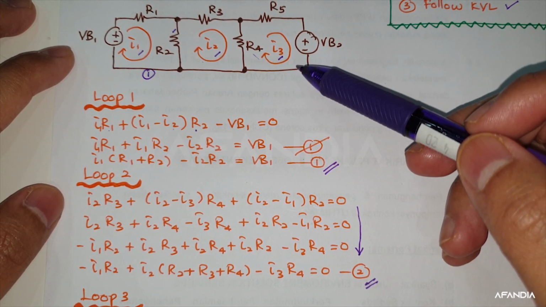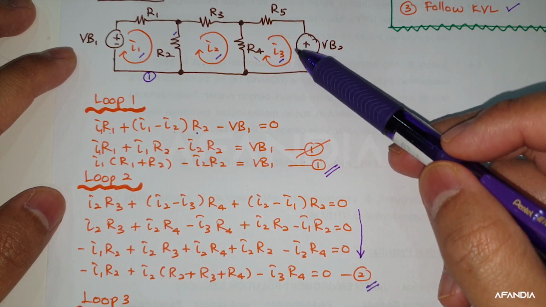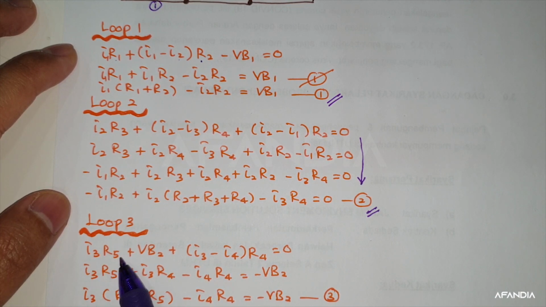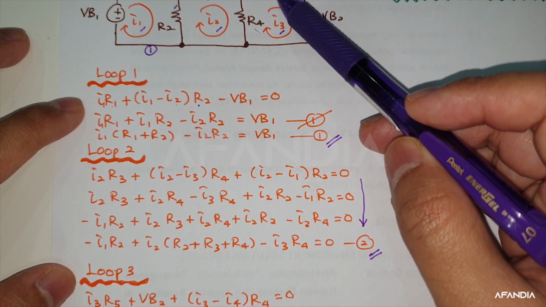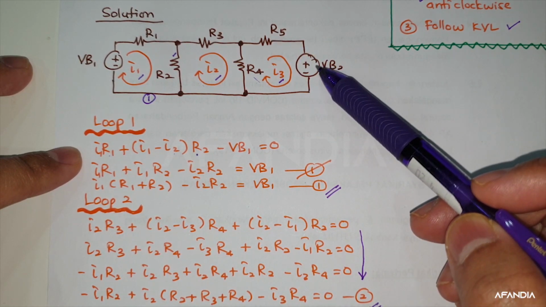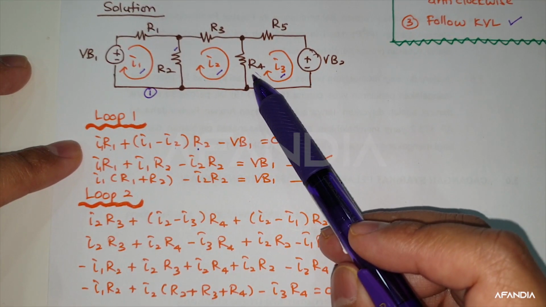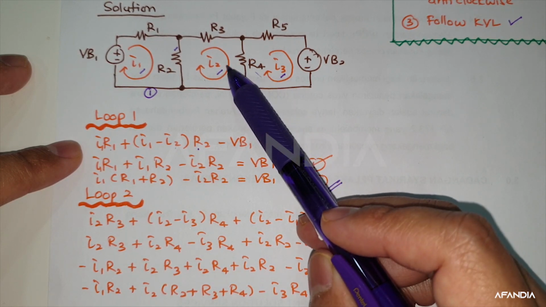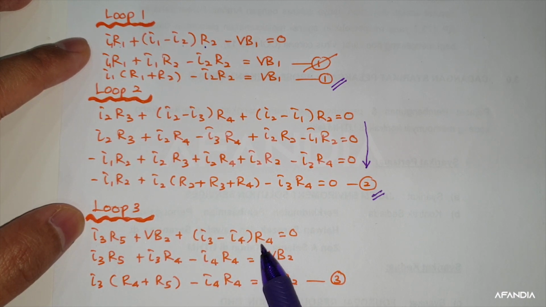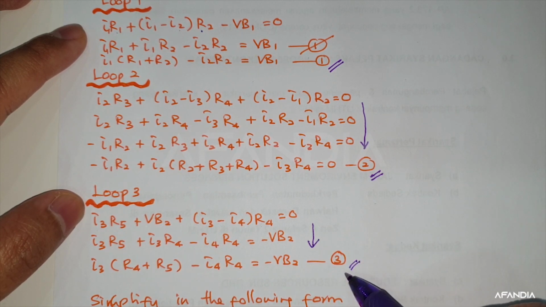Now this is your loop 3, right? So you have R5, VB2, and R4, and this is your I3. So what you can have here, definitely I3 R5, which is here. This is your I3 flowing through R5. It should be plus VB2, that's why you have plus VB2. And then what happens here is I3 minus I2 multiplied with R4. Then you need to rearrange until you can get your equation 3.